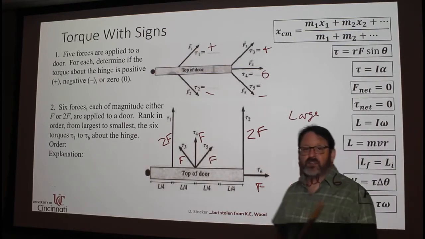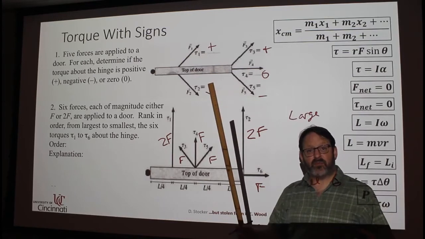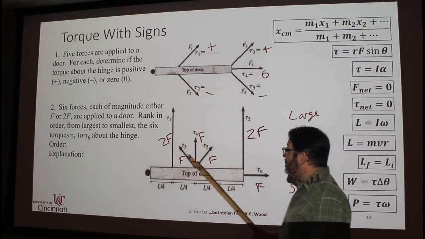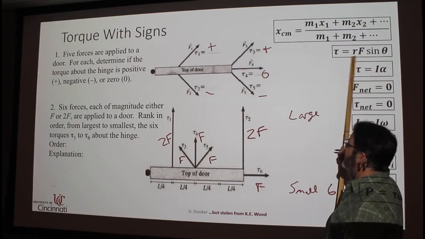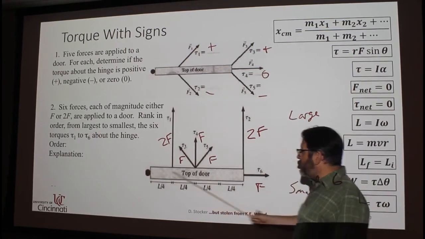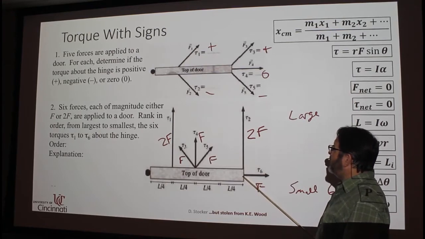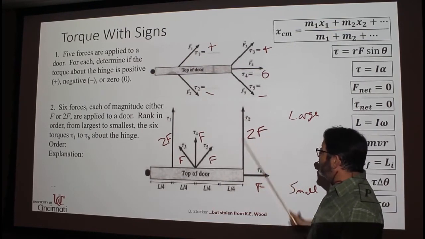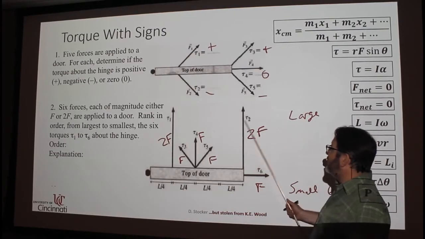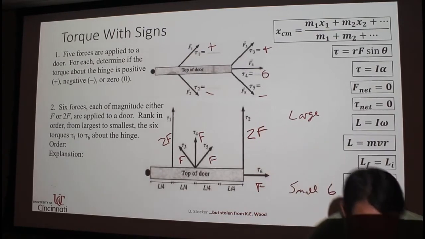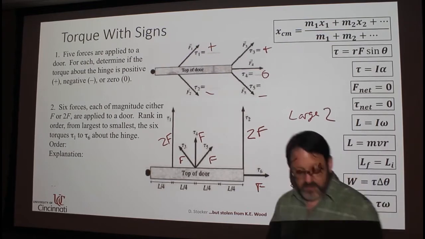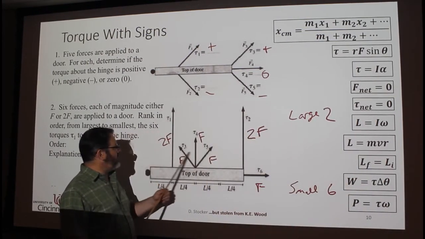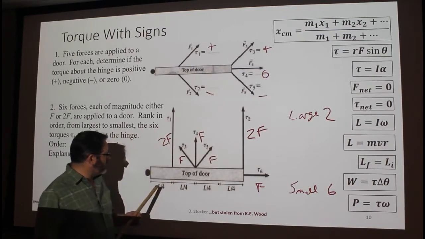How about the largest? We want the biggest possible force at the biggest possible distance, because torque is force times distance. So the largest possible distance is here, and the largest possible force is 2F. So this one has got to be the biggest one. That's number 2. All right, how about the rest? These are too hard to think about, so let's skip those until later.